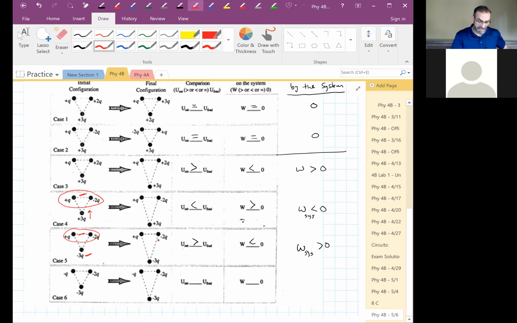Okay, so this is the exact same situation as the previous case, right? We have a net negative charge here. We have a negative charge here. So it's just like the previous case.